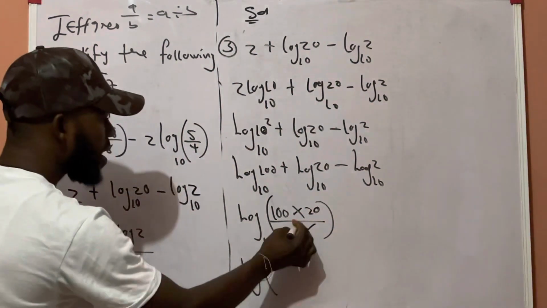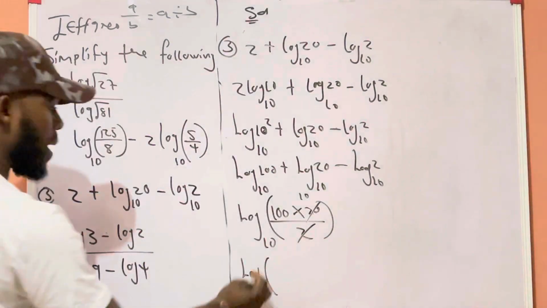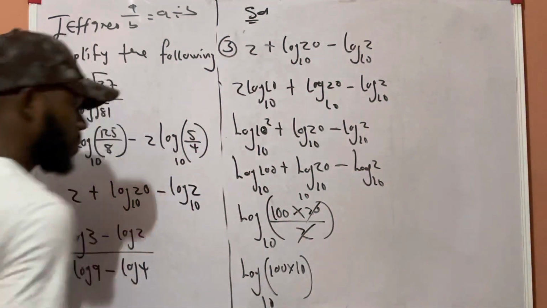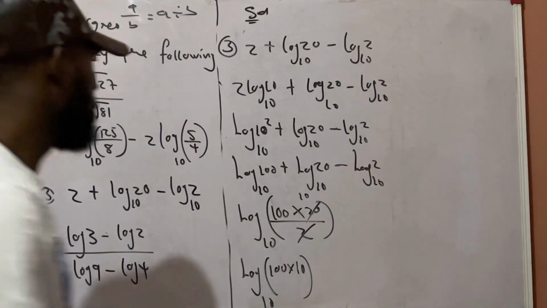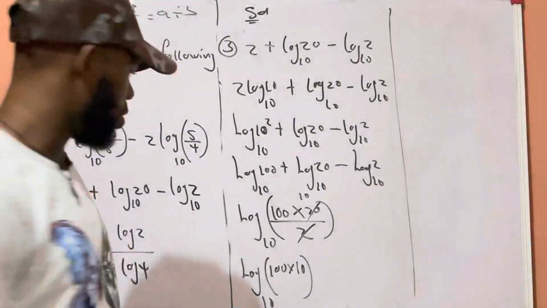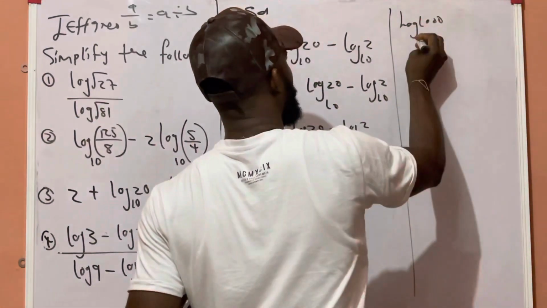I believe 2 can cancel 20 to give me what? 10. So what do I have on top now? 100 times 10 to the base of 10. You must not forget your base. Now what do we do? 100 times 10 gives us 1000. So here becomes log 1000 to the base of 10.